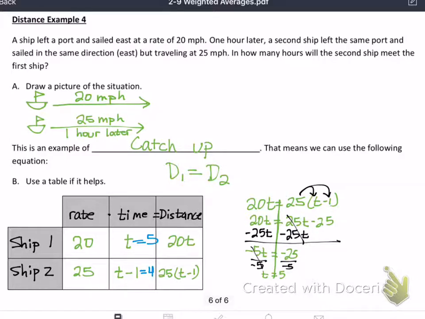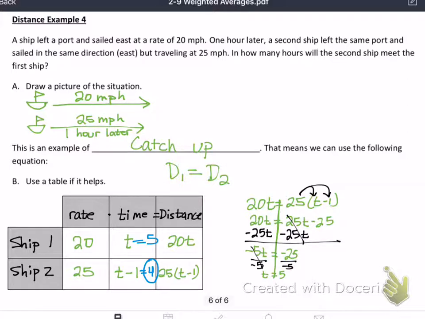So let's look back at the question. It says, in how many hours will the second ship meet the first ship? So in how many hours? It's actually 4 hours, since that's how long the second ship has been traveling. Okay. So again, if you didn't understand this example, pause it, rewind to where you need to go. But the number of hours that the second ship meets the first ship is 4 hours.